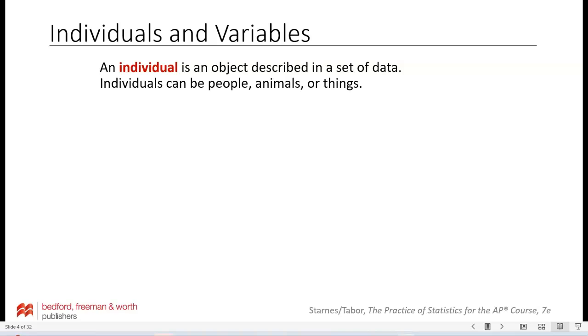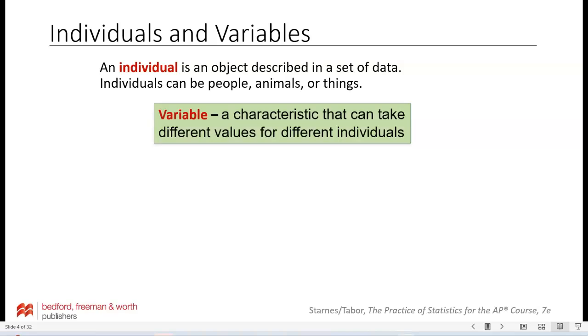So this is different than normal math class. Here we are defining words, vocabulary. These are two words you definitely want to know. An individual is an object described by a set of data. Individuals can be people, but they also can be animals or things, right? So it's what's being studied or described. A variable is a characteristic that can take different values for different individuals. So it's a characteristic of that individual.